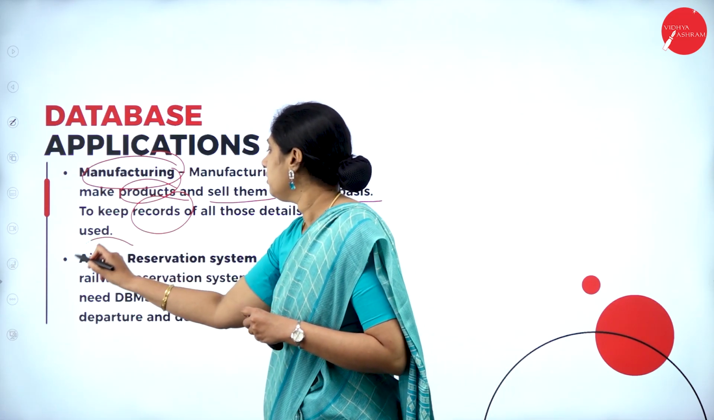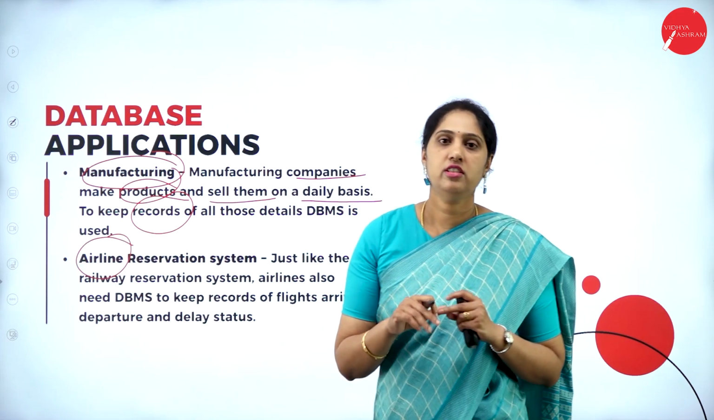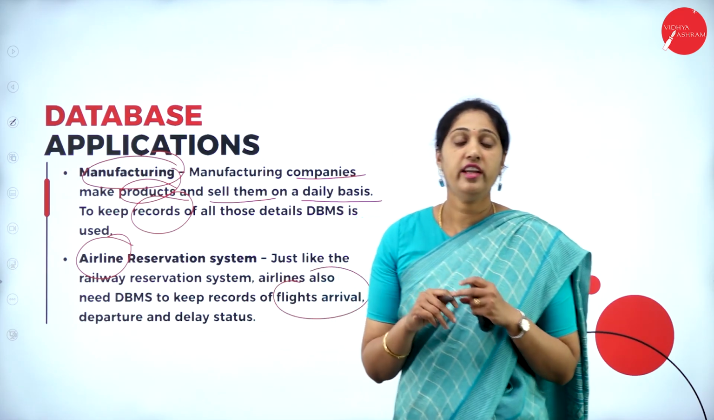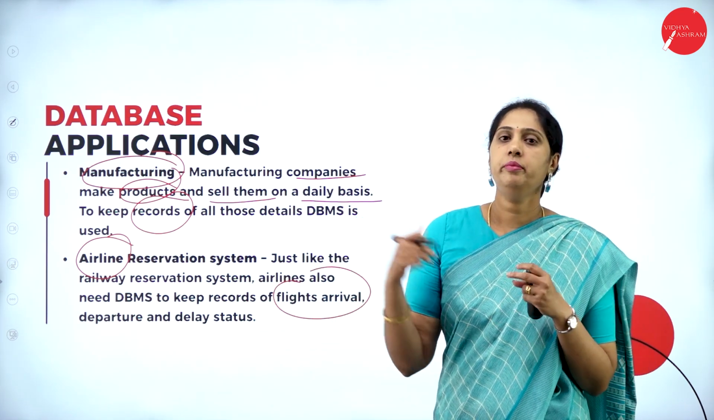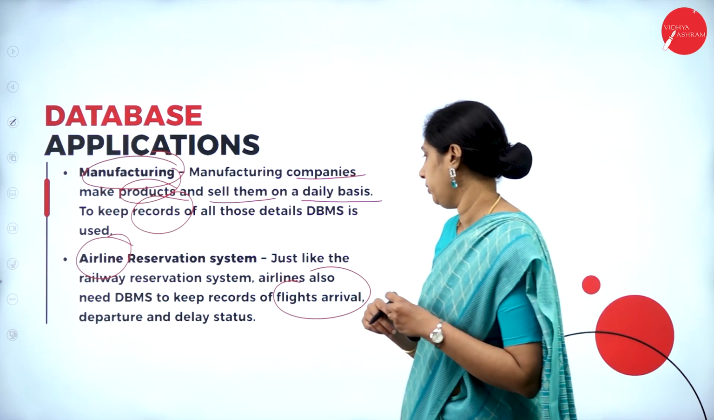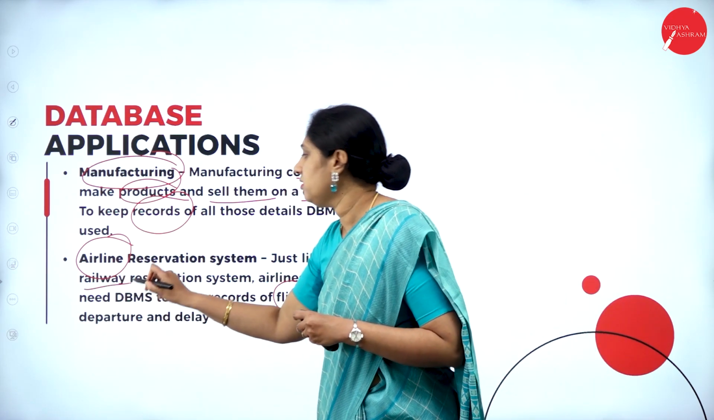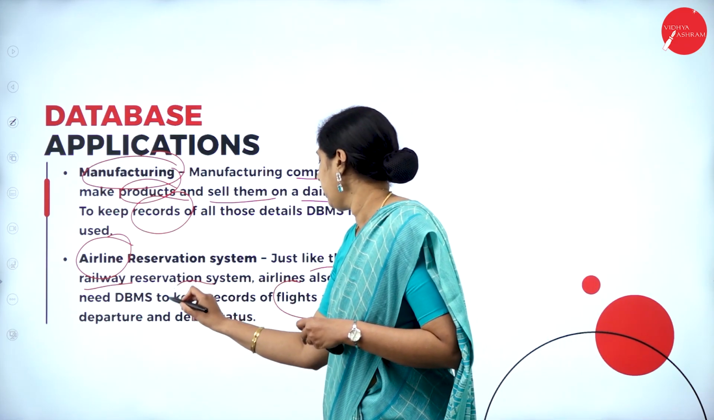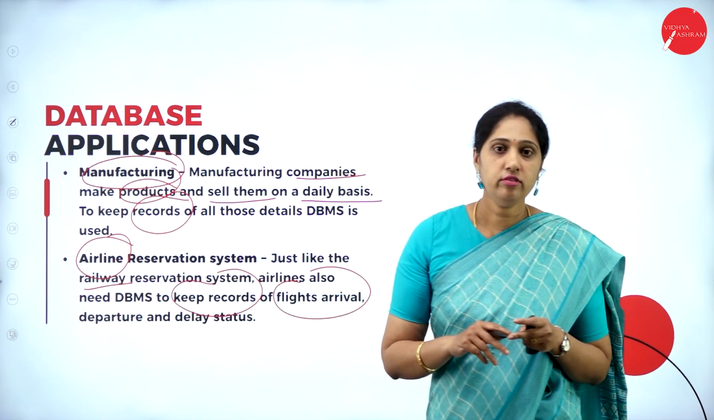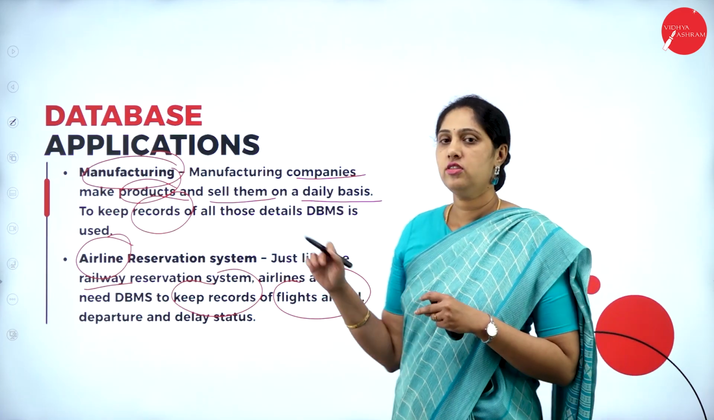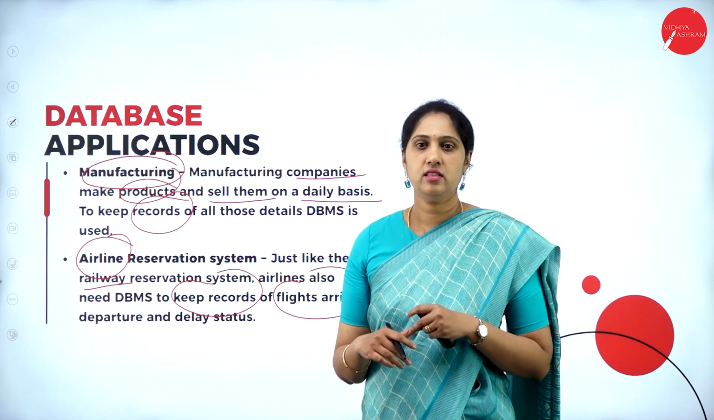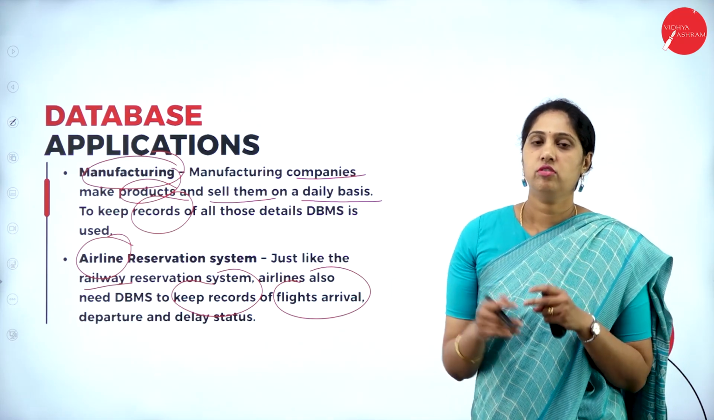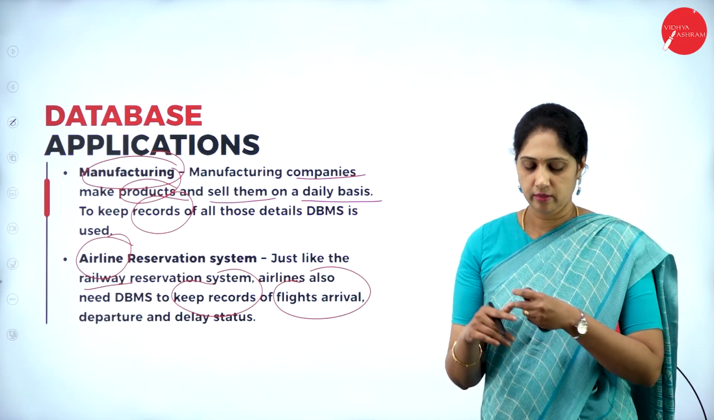Then the airline reservation system. When I say airline, we just think of a flight. When the flight has arrived and why it is delayed, all that is kept in a database. Just like a railway reservation, we also have an airline reservation, which keeps the records of the flight's arrival, departure and also delay. Usually we get a message of a delay, sometimes due to climatic or other conditions. That message will also be stored in a database.